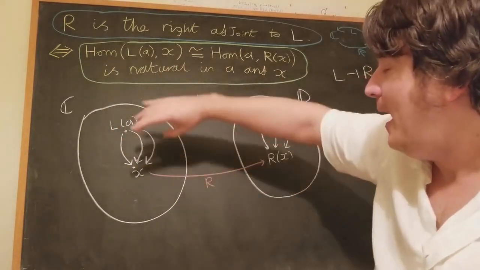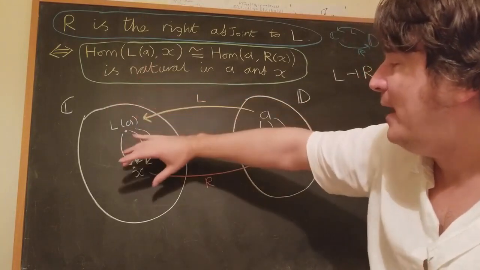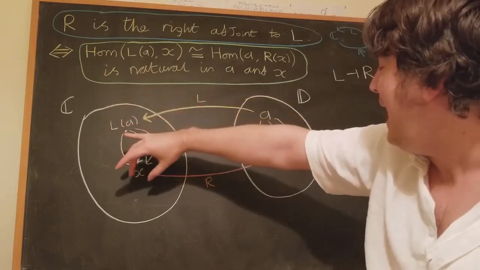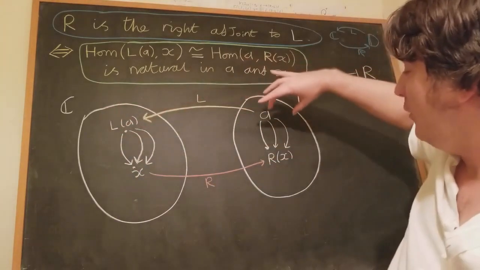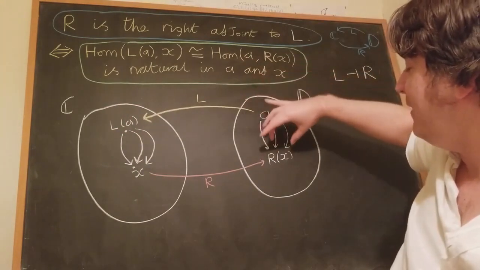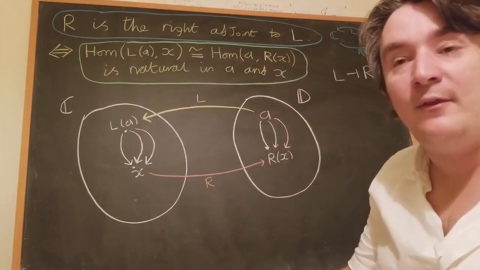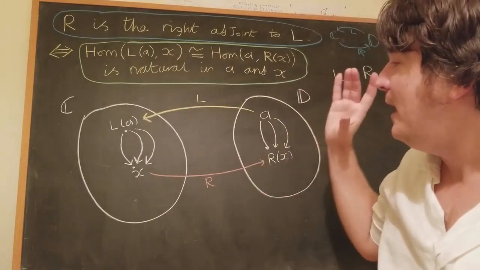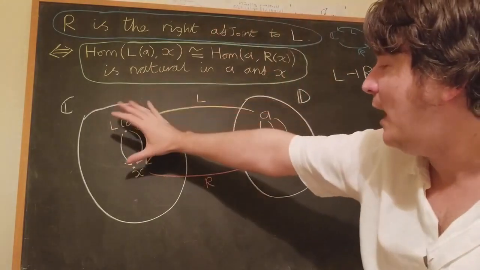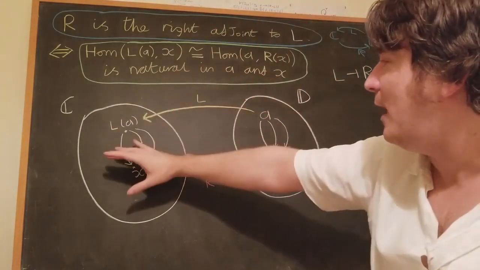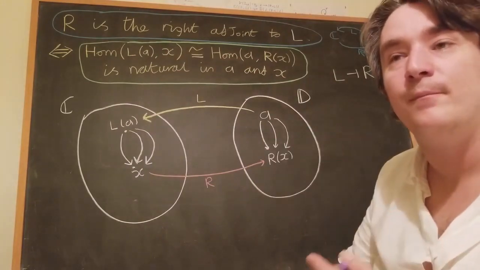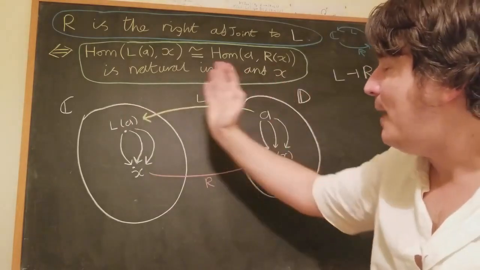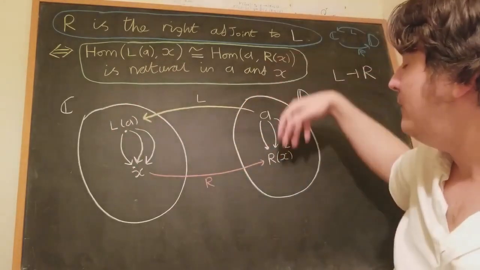In particular, for any A and for any X, it puts the set of arrows from L of A to X into one-to-one correspondence with the set of arrows from A to R of X. And it does this in a way which has more features. It's not just an isomorphism between these things, it's a natural isomorphism, which means that this relationship has nice properties as we vary A and vary X.